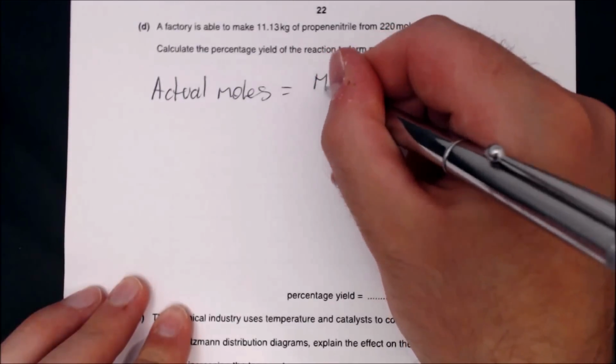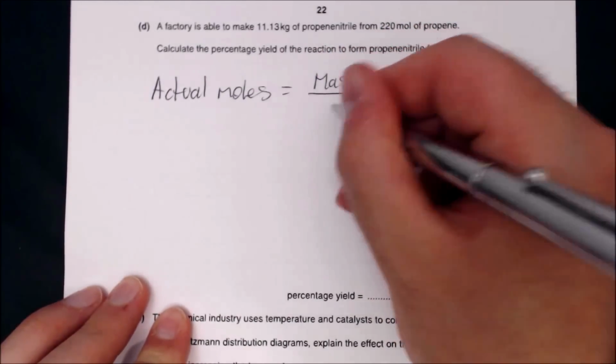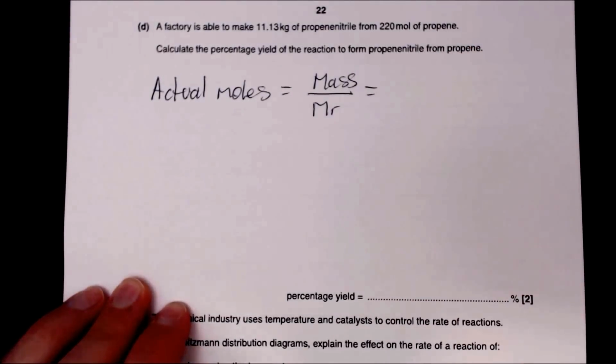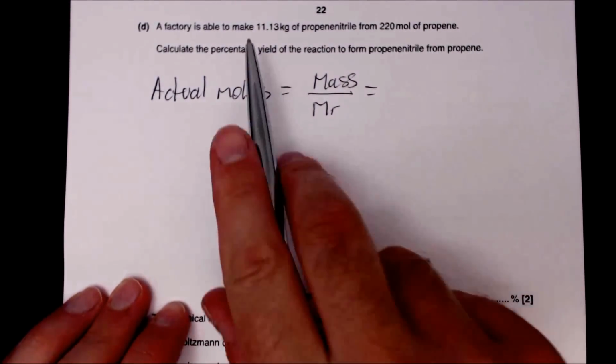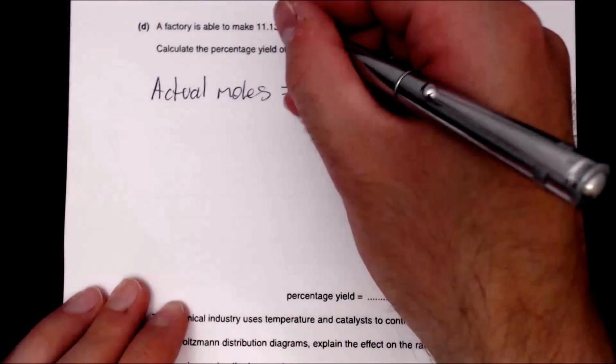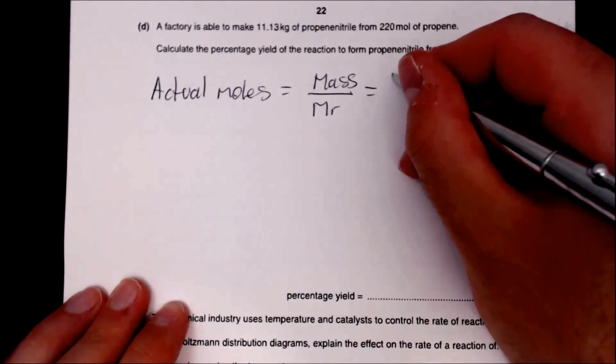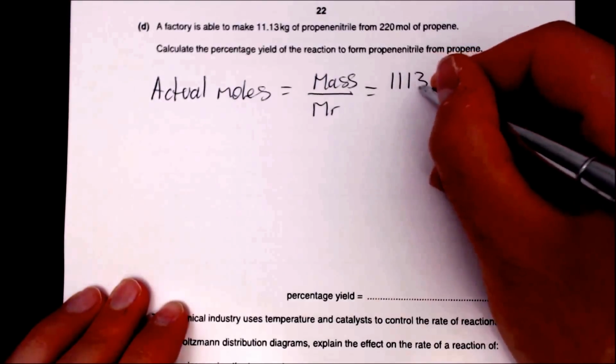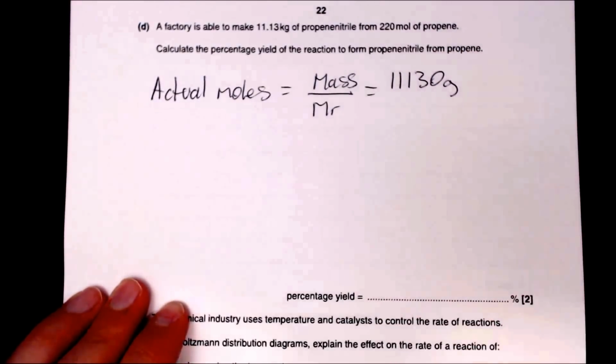So this is basically just the mass over the MR. So the actual moles that we could possibly collect, or what they are collecting, should I say, is the mass, which is 11.13. Now I'm going to convert that to grams, so we're just going to multiply that by 1,000. So that's 11130 grams. And we're going to divide that by the MR.